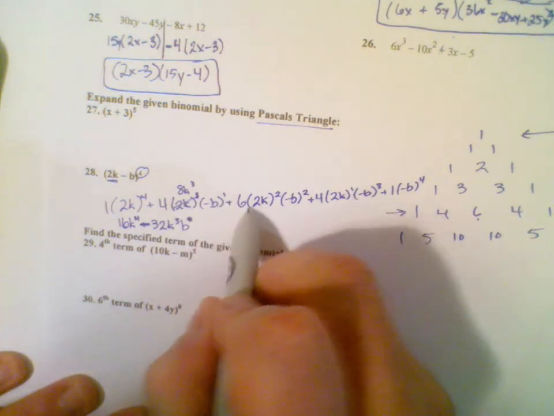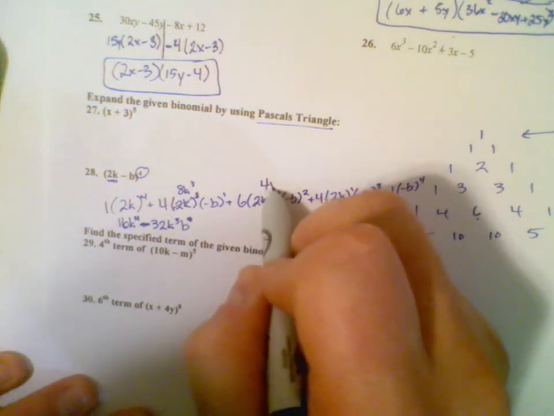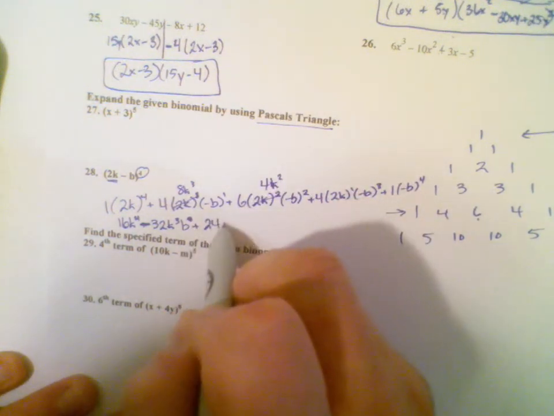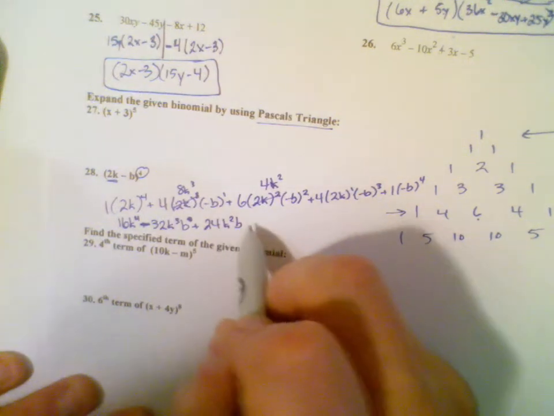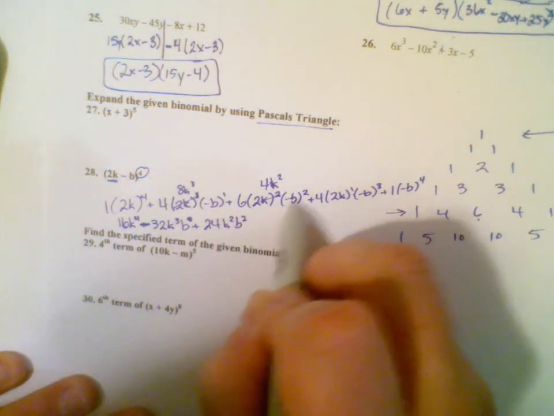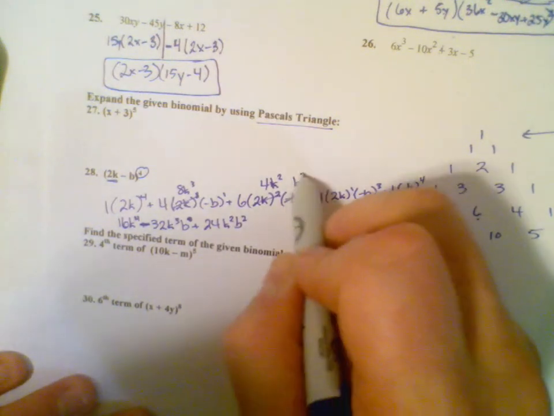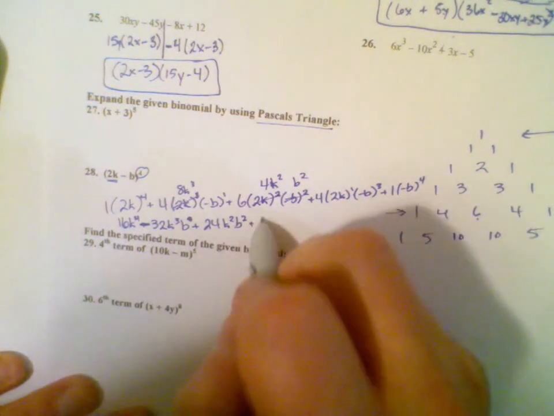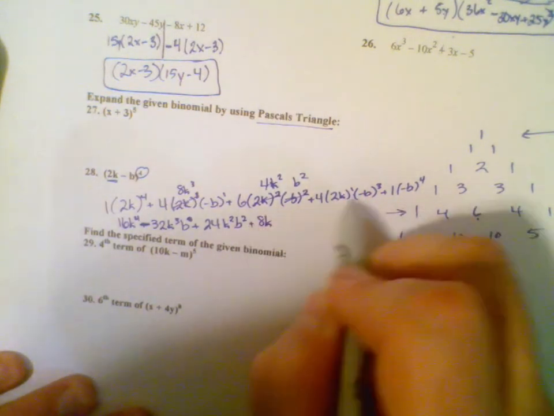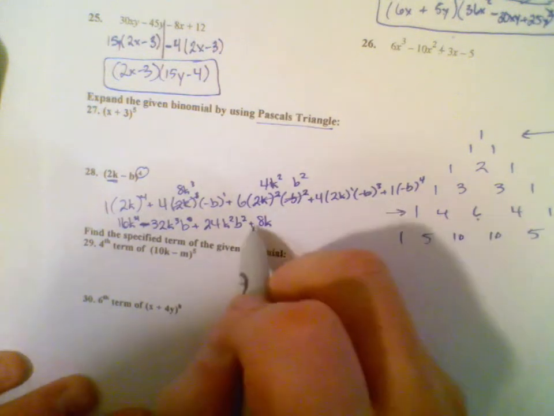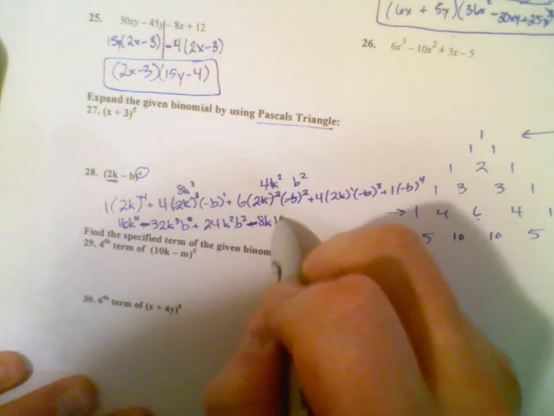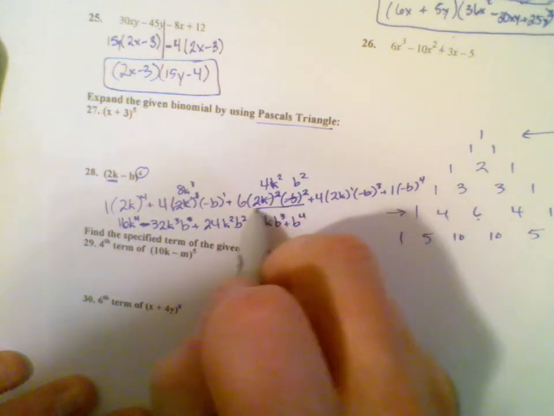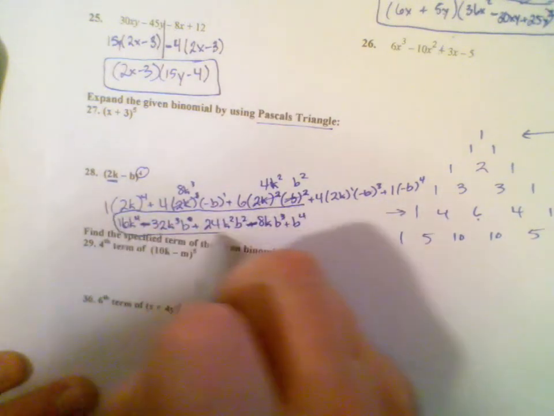All right, then this one would be, so 4k squared. 6 times 4, so that's 24k squared b squared, because a negative b squared cancels out to just a b squared. And then we have 4 times 2k, so that's 8k, but again, this is a cube for the b, so that should actually be a minus. And then the last one will be plus b to the fourth. So sorry about the scribbles on that one.